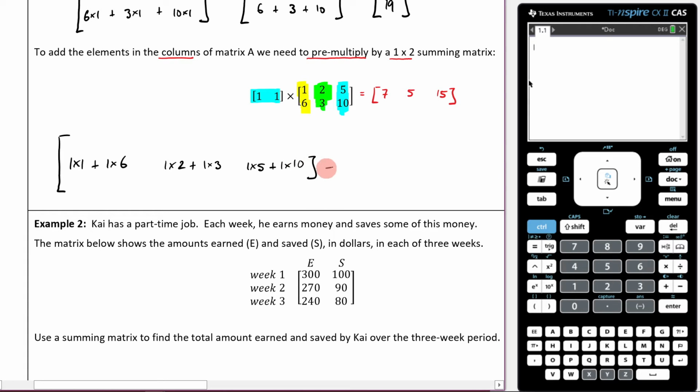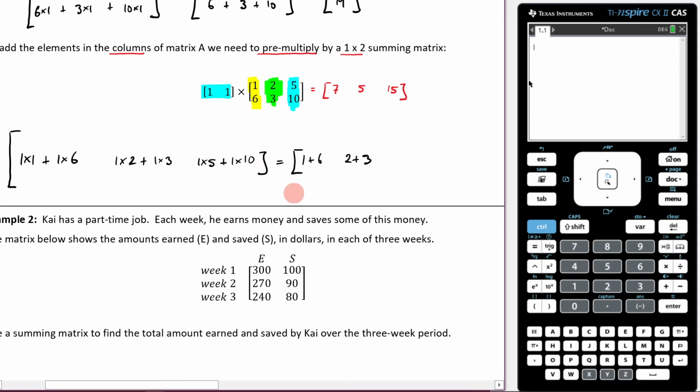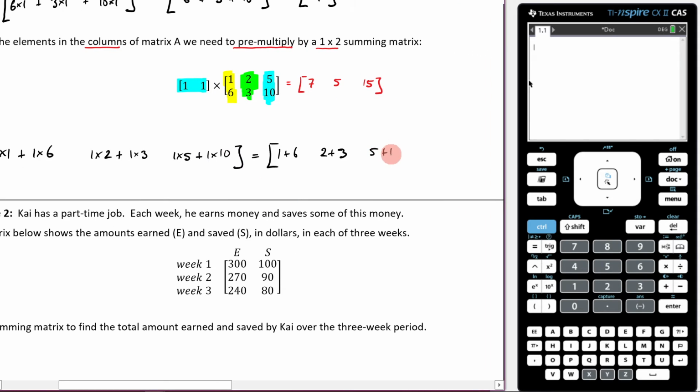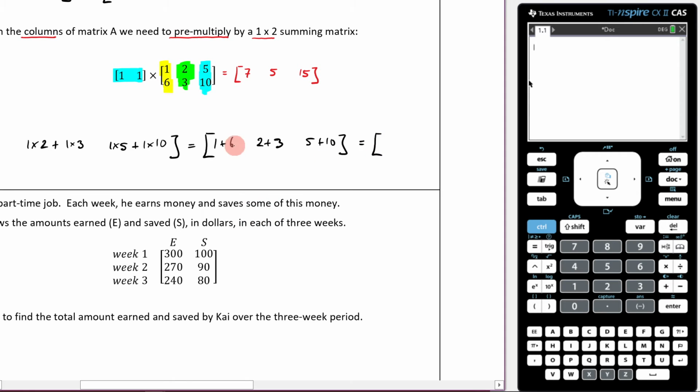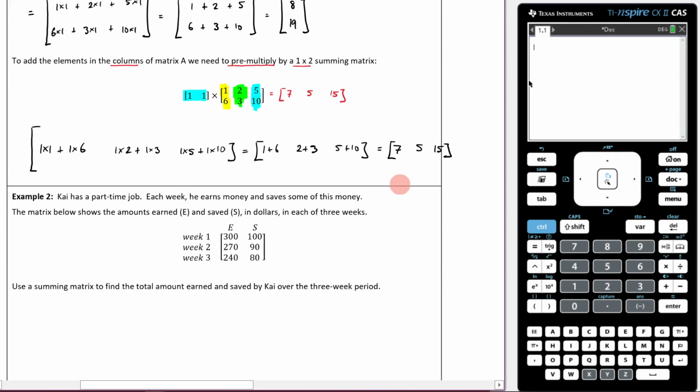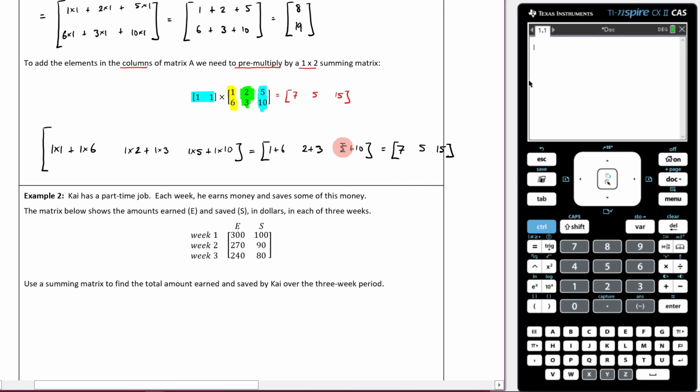And hopefully you can see what's happening here. What we're going to end up with is 1 plus 6. 2 plus 3. Then lastly, 5 plus 10. Do you see what happened? We added them together. So we're going to get 7, 5, 15. So by doing this, we get the addition of all the columns. And you need to understand the process that happened here. So understanding this process is very important.